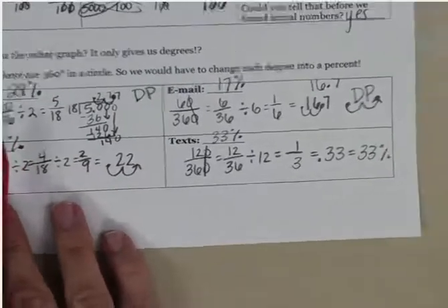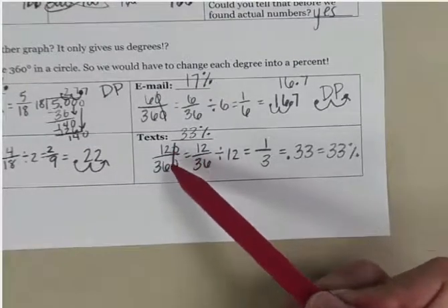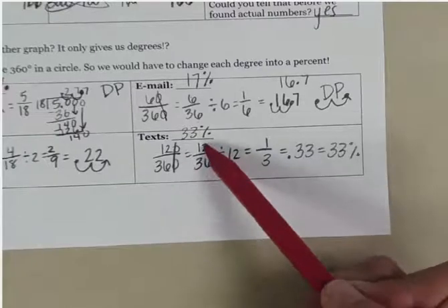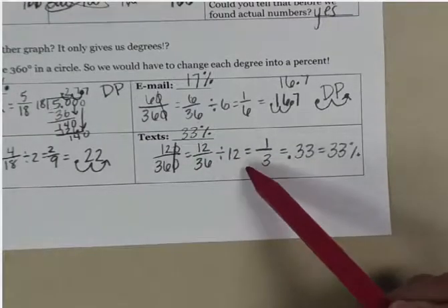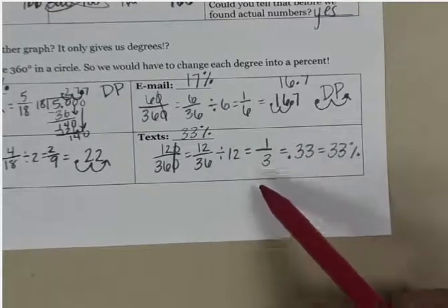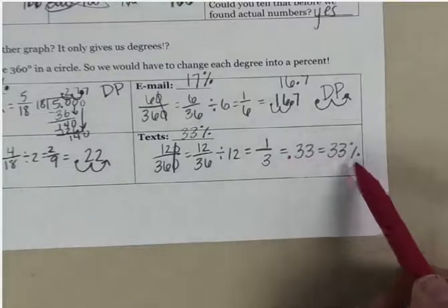Texts, you had 120 over 360. Take off a 0. You have 12 over 36. Divide numerator and denominator by 12. You get 1/3. 1/3 is a benchmark fraction that you should have memorized to be 0.33333333. Move it over twice, and you get 33%.